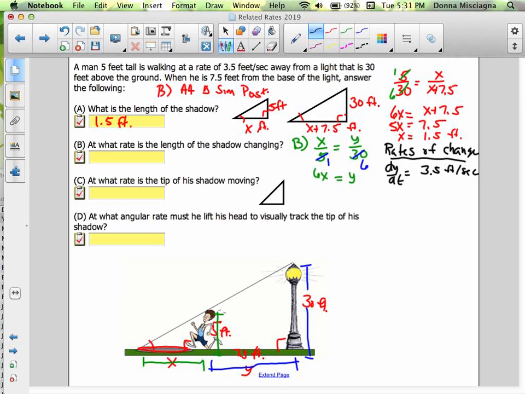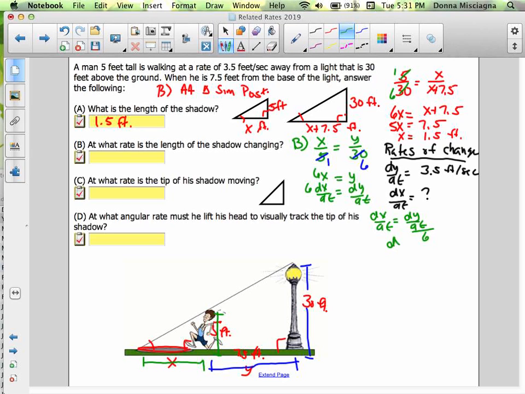We want to find dx dt, how the length of the shadow is changing. So that's the one we're looking for. We'll take the derivative. The derivative of 6x is going to be 6 dx dt. Derivative of y is dy dt. You can see these are really simple derivatives on these shadow problems because he's walking at a constant rate of change. We're looking for dx dt, so let's divide by 6. So dx dt is dy dt divided by 6.